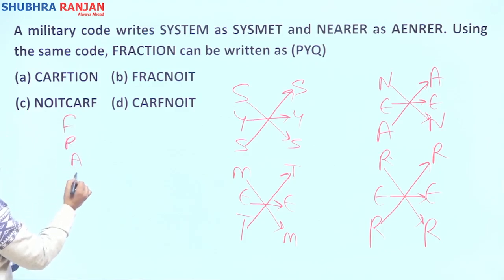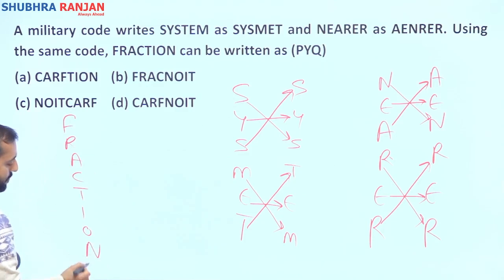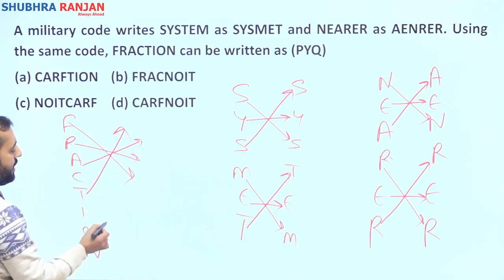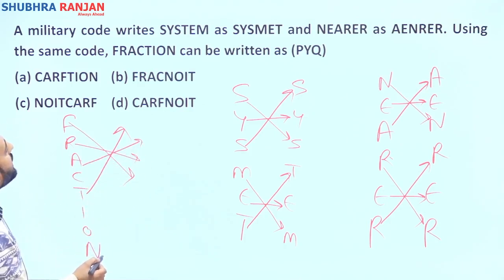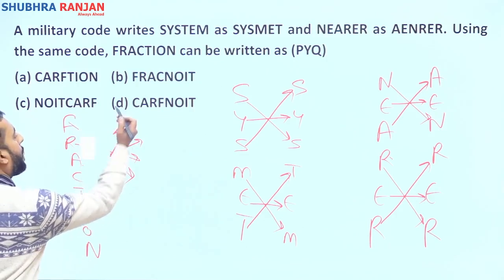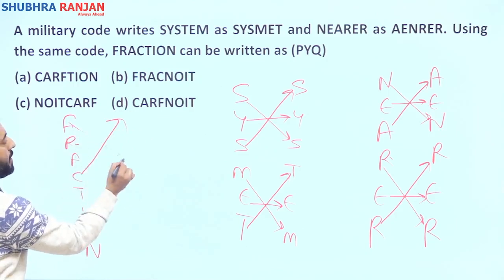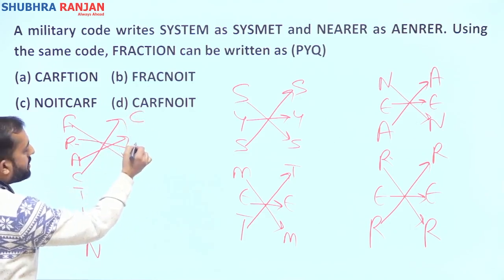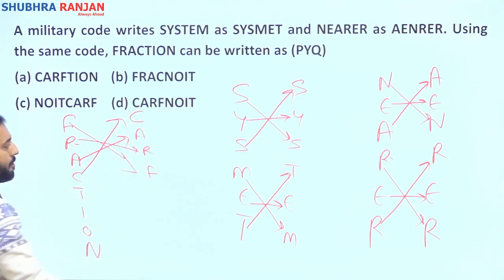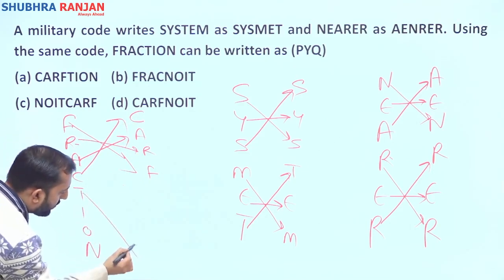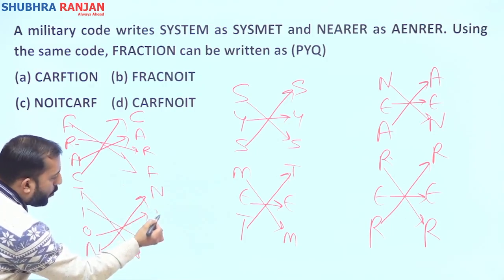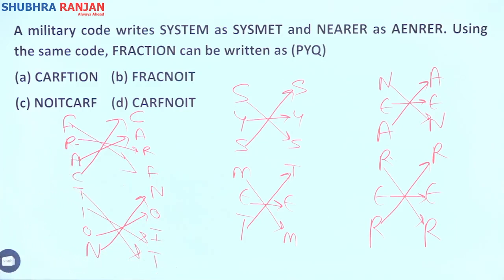Okay, now we can apply the same funda to FRACTION as well. F R A C T I O N. Now, the upper half, and then the lower half. F R A C, so this C, this A, this R, this F. So the answer should start from C, then A, then R, then F, right? And in the lower half, N, then O, then I, and then T. Done? Okay, so the answer over here should be option number A.